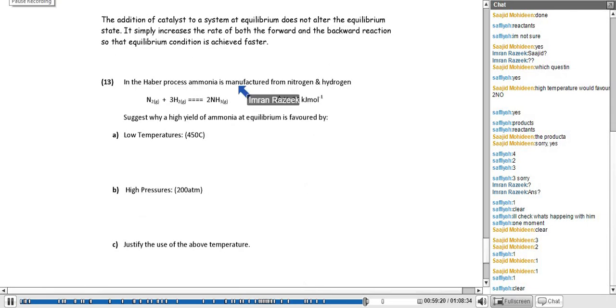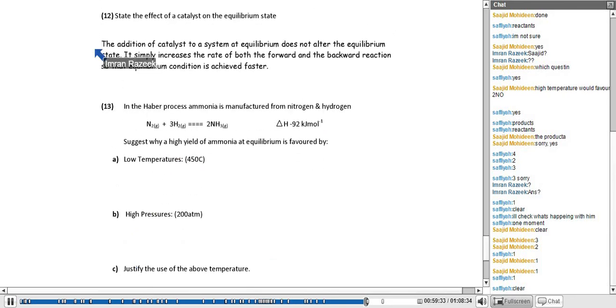The question is, Haber process is manufacturing of ammonia from nitrogen and hydrogen. The reaction is exothermic. Explain why a high yield of ammonia in equilibrium is favored by low temperature and high pressure, and justify the above temperature. Now, the temperature for this is 450. Why this is considered as low temperature is that when the temperature is lowered, since the reaction is exothermic, the forward reaction gives out heat. So when the temperature is lowered, it favors more products.